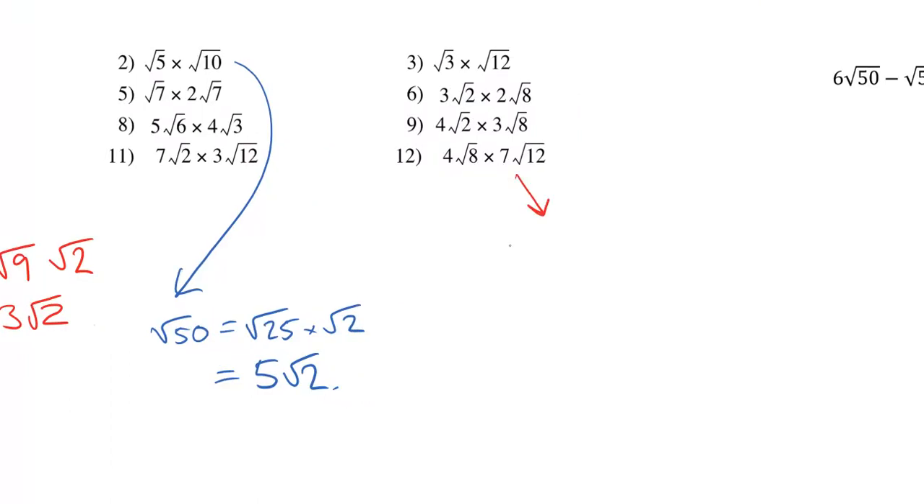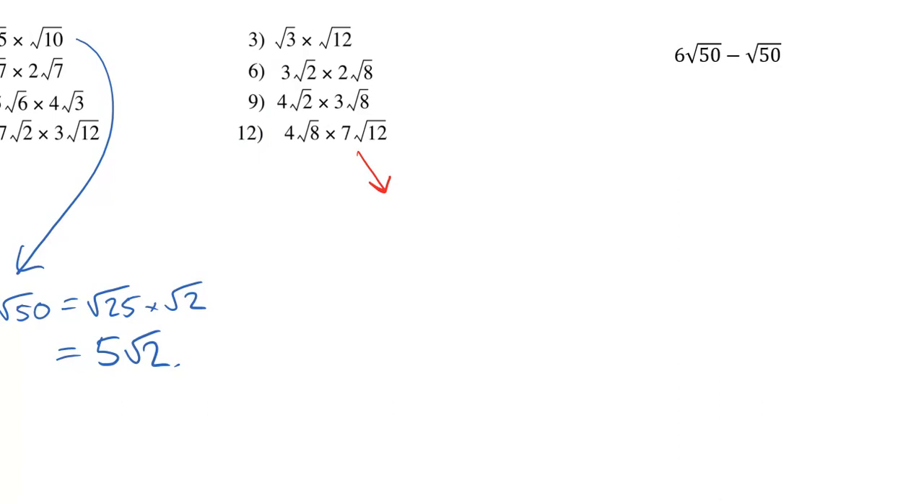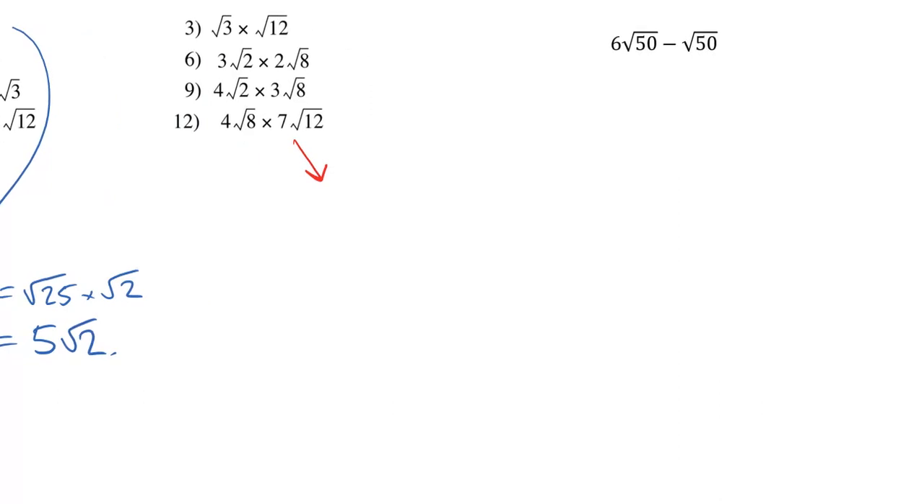Okay, this one's pretty tricky. Let's take a look at 12. Now, there are multiple ways to do this. We need to think very carefully, okay? And if you're not good at big multiplications, then it's going to be more tricky.